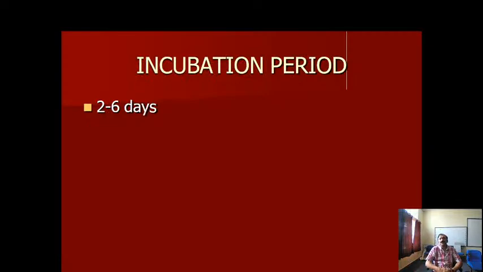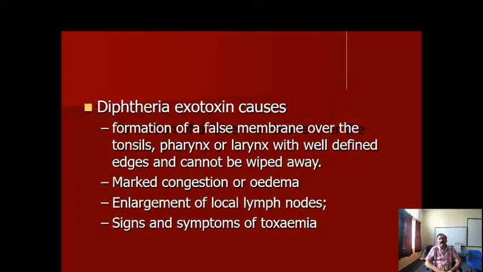The incubation period is about 2 to 6 days. As we mentioned earlier, the exotoxin is the one which causes a false membrane over the tonsils, pharynx, and larynx. We'll talk about this particular false membrane. It has well-defined edges and cannot be wiped away. There's marked congestion or edema. There's enlargement of the local lymph nodes. We'll talk about these things in detail a little later. Signs and symptoms of toxemia occur, and this toxemia can cause lots of complications.